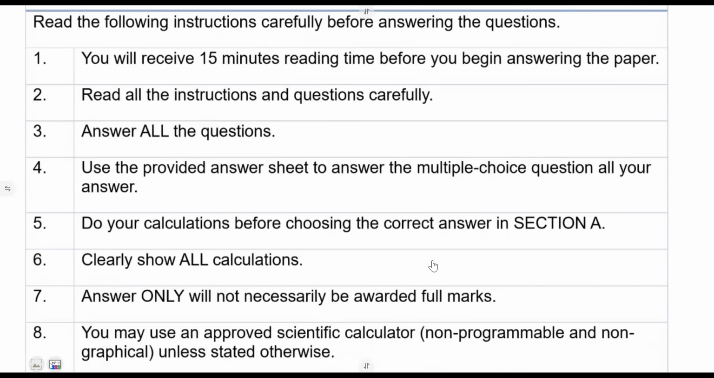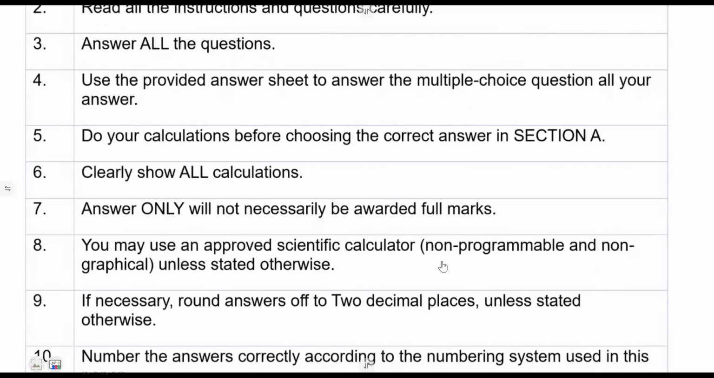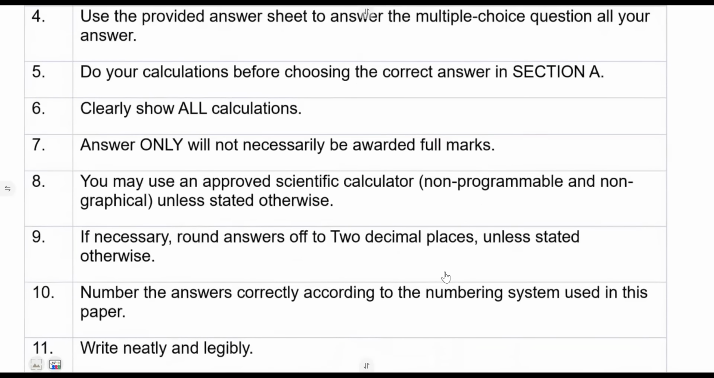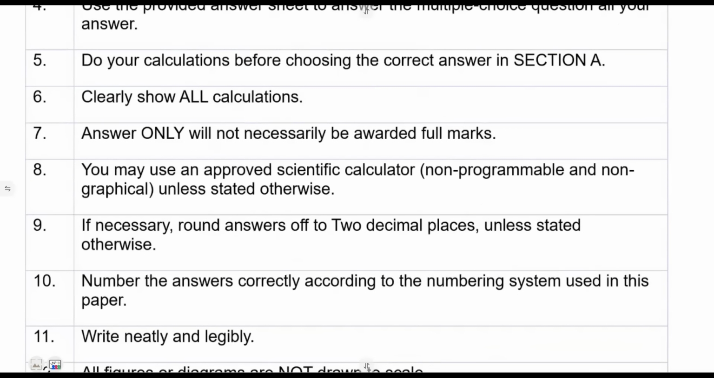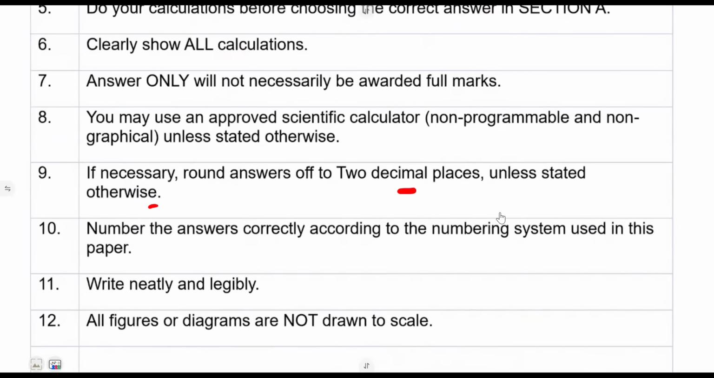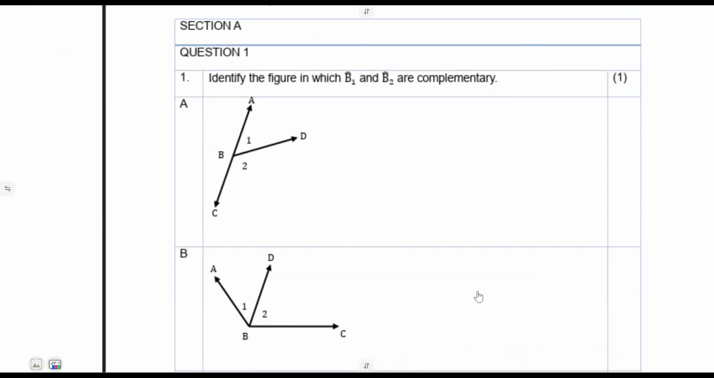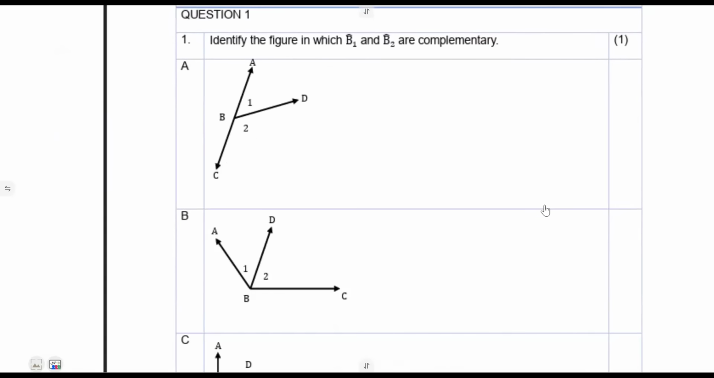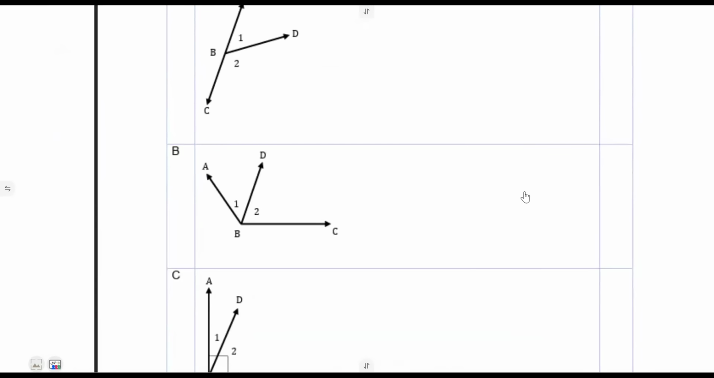All right. Make sure that you go through your instructions. If necessary, round off the answers to two decimal places unless stated otherwise. Number the answers correctly according to the numbering system used in this paper. All figures or diagrams are not drawn to scale. So they gave us questions which are on section A, multiple choice, and we are given a condition.